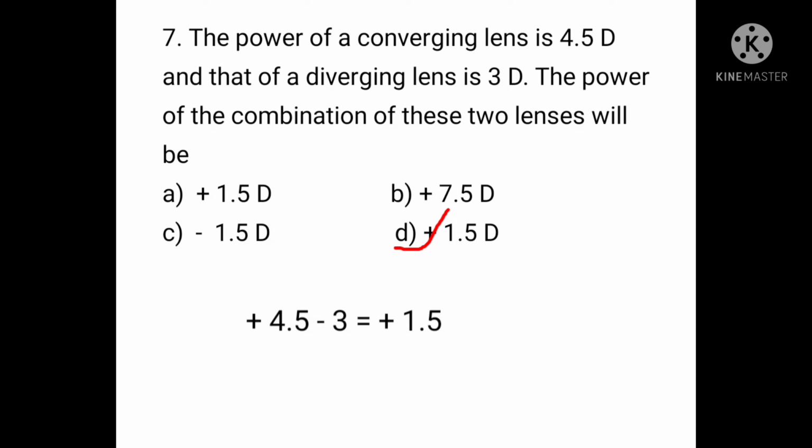A converging lens is a convex lens and its power will be positive, and a diverging lens is a concave lens and its power will be negative. So here the power of the combination of these two lenses will be plus 4.5 minus 3, which is equal to plus 1.5.